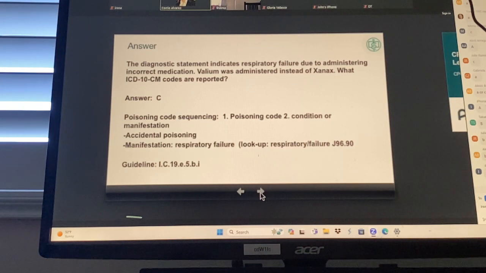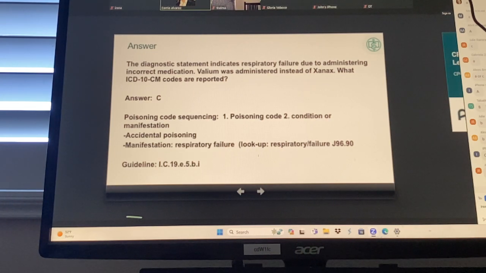This is a poisoning. And in the guidelines, 1C19 here, it indicates that errors made in drug prescription or administration of a drug by a person you would code it as a poisoning. So the T code goes first, and then the condition or the manifestation. So the accidental poisoning goes first, and then the respiratory failure goes second.